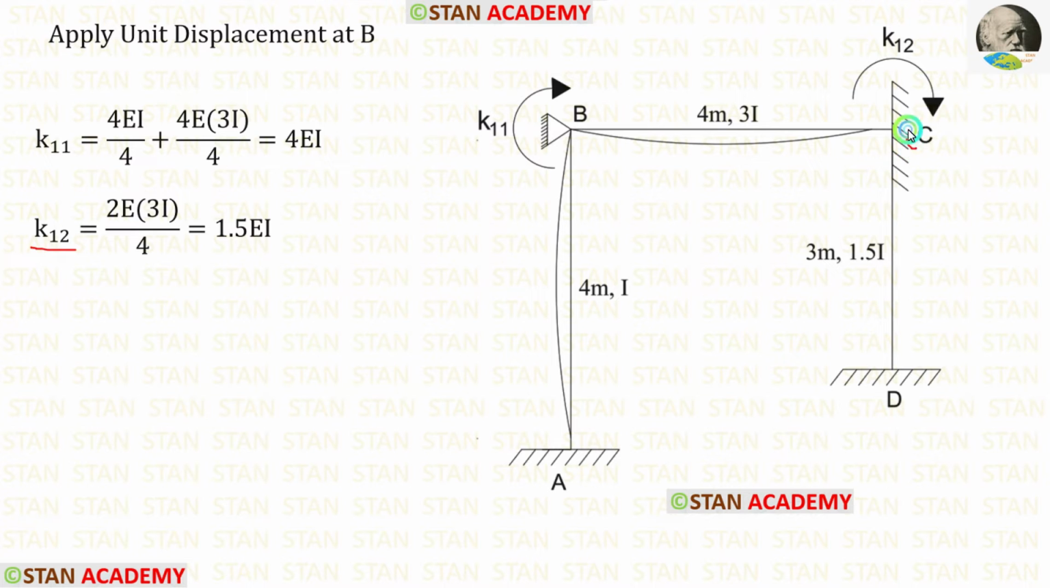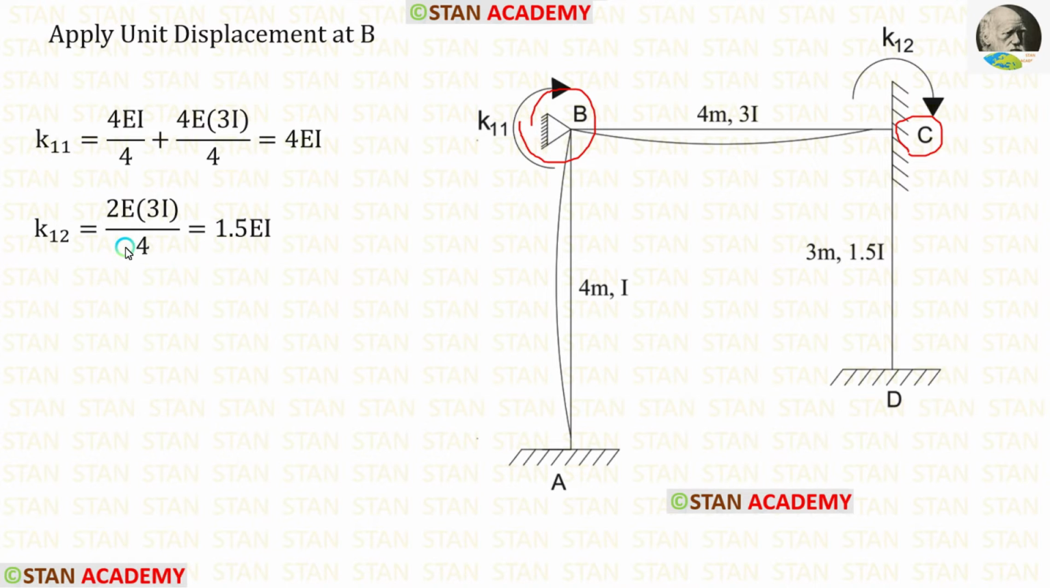For that, from the point C, we have to look at the other ends. In the point D, there is a fixed support, but in the column CD, there is no sway curve. If there is no curve, there will be no stiffness. Now from the point C, let us look at the other end B. In the point B, there is a hinged support.